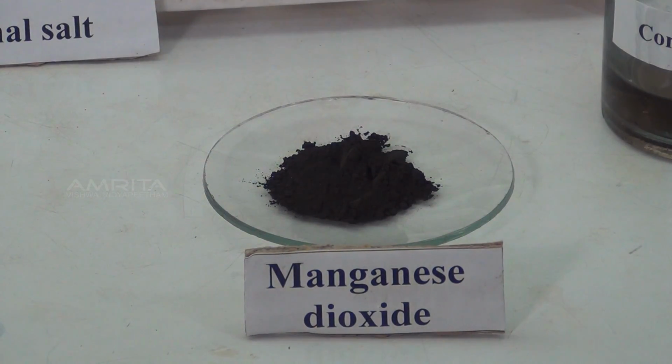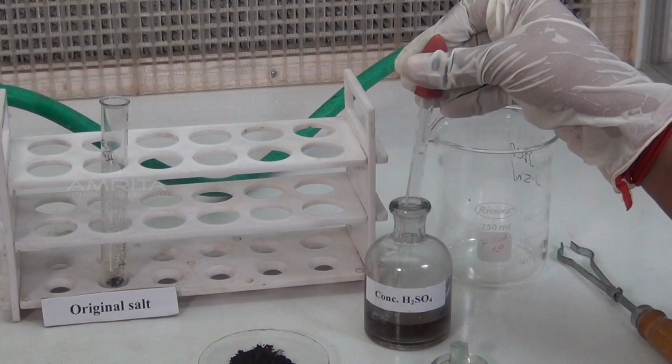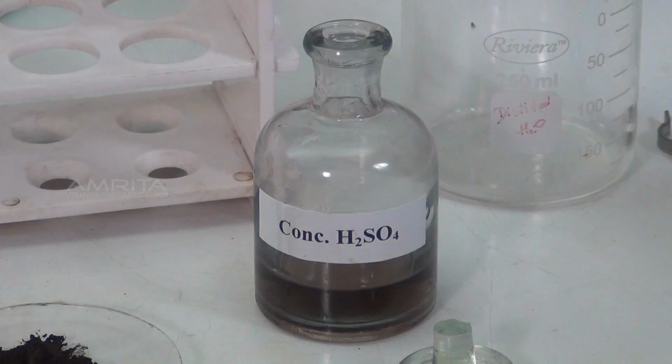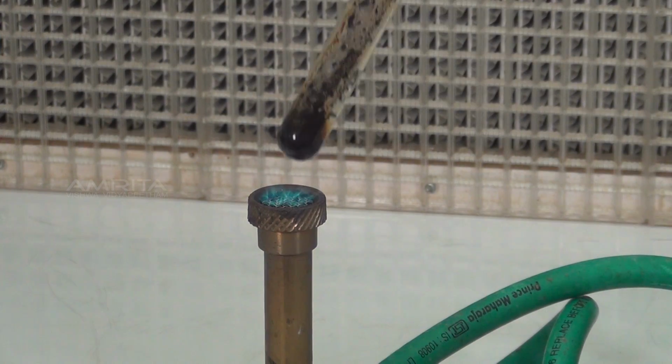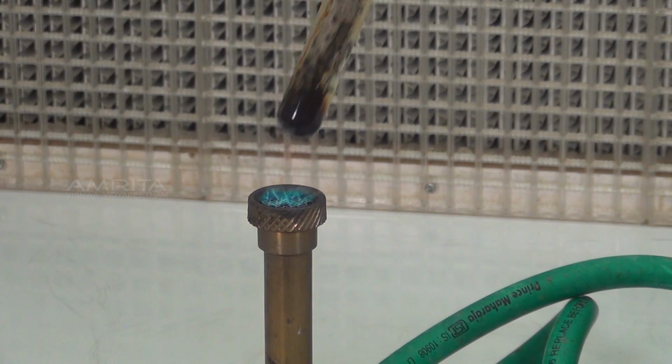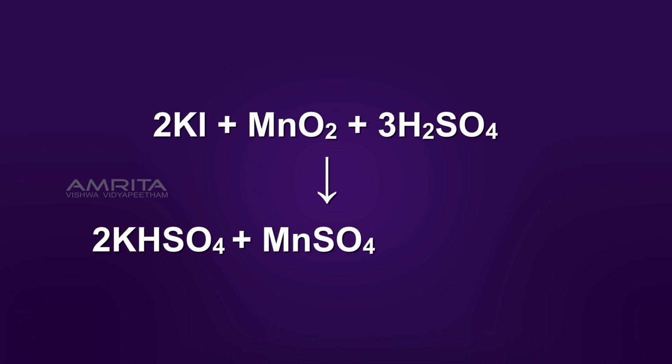To this, add a small amount of manganese dioxide using the spatula. Now, add a few drops of concentrated sulfuric acid using the dropper. Heat the contents of the test tube over the Bunsen burner. Iodide reacts with manganese dioxide and concentrated sulfuric acid to evolve violet vapors of iodine.